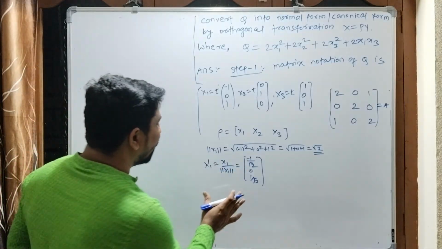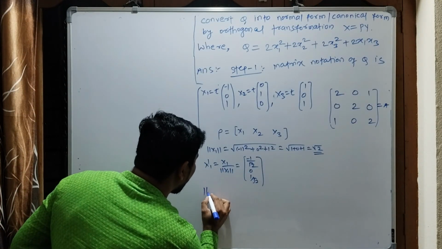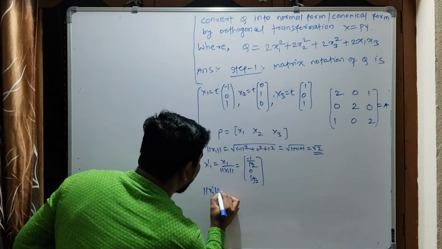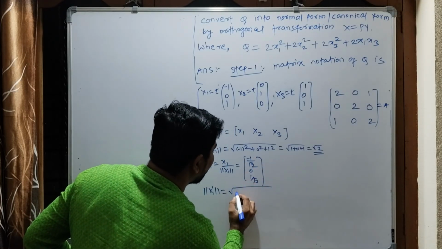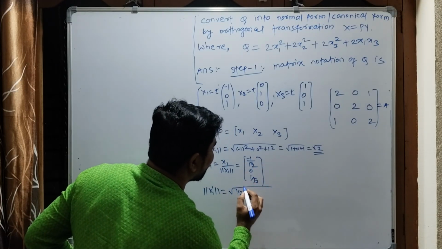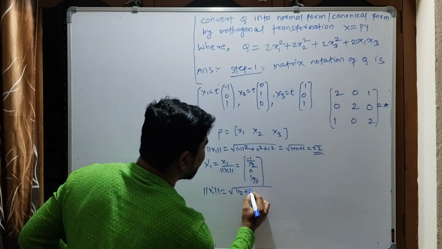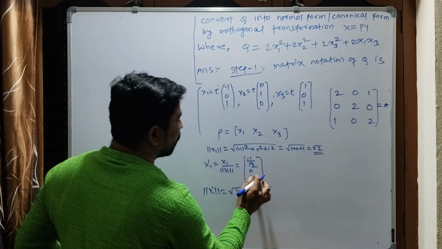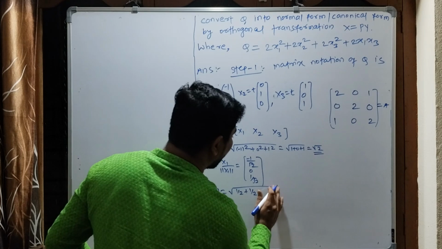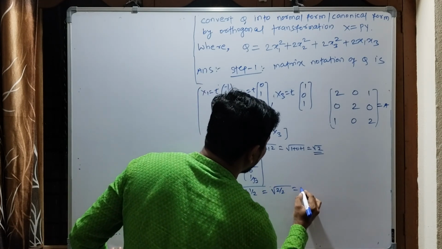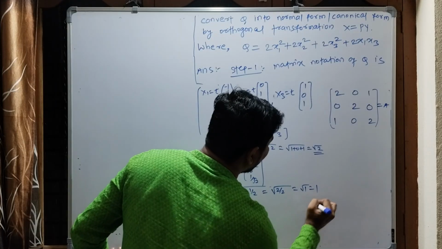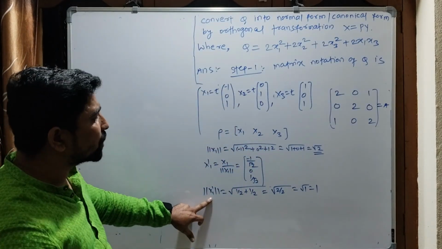Now I want to find the length of x1 dash. Length of x1 dash equal to, minus 1 by root 2 square, that is 1 by 2, plus this is again 1 by 2, and 1 square by root 2 square, that is 1 by 2. This is equal to 2 by 2, equal to square root 1, equal to 1. Now the length of x1 dash is 1.